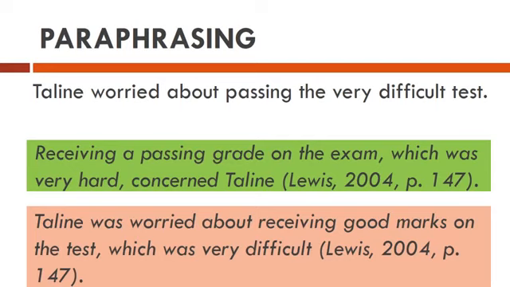And finally, do the 2 sentences mean the same thing? So in the first one, Talene worried about passing the very difficult test, and the red one, we can see they do not mean the same thing. In the first one, Talene is worried about passing, and in the second one, she's worried about receiving good marks. These things mean very different things. So in this case, this person has broken 3 out of the 4 paraphrasing rules.